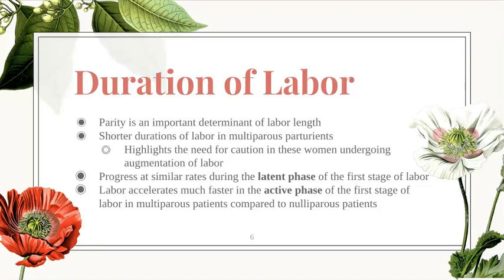In clinical practice, parity serves as an important determinant of labor length. Many studies have proven shorter durations of labor in multiparous patients. This highlights the need for caution in these women undergoing augmentation of labor. Nulliparous and multiparous parturients progress at similar rates during the latent phase of the first stage of labor. However, it accelerates much faster in the active phase in the first stage of labor in multiparous patients compared to nulliparous patients.